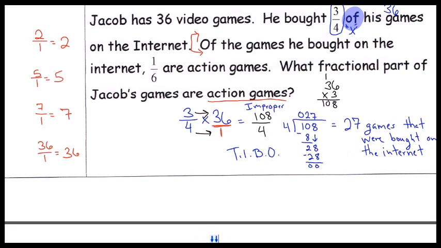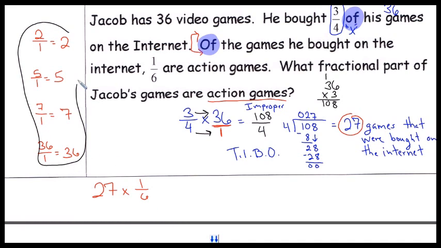Okay, and there's a keyword again, if you didn't notice it, of. That means we have to multiply. So of the games that he bought on the internet, we know now that he bought 27 games on the internet. So I know that's going to be one of the numbers that I'm going to have to multiply. And it tells me that 1/6 are action games. So I have to multiply 27 times 1/6. I'm going to use the same property that I showed you right here, where I showed you that any whole number divided by 1 is the same whole number. I'm going to do the same thing that I did over here on the 36, and I'm going to put the 27 over 1. 27 divided by 1 times 1 divided by 6, or 27 over 1 times 1/6.